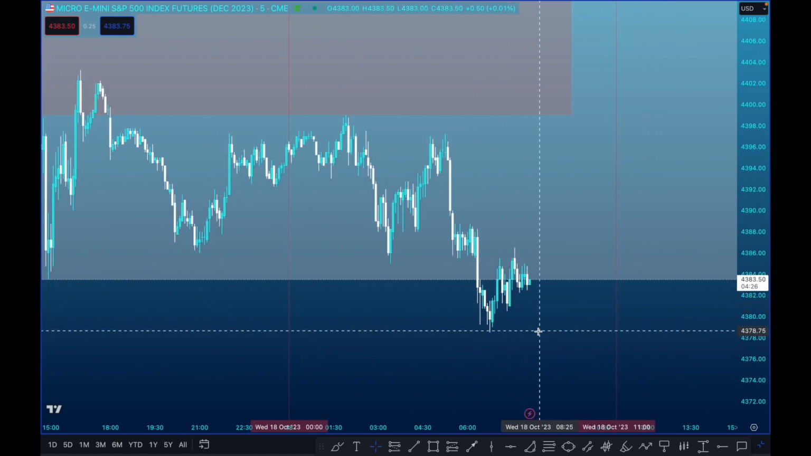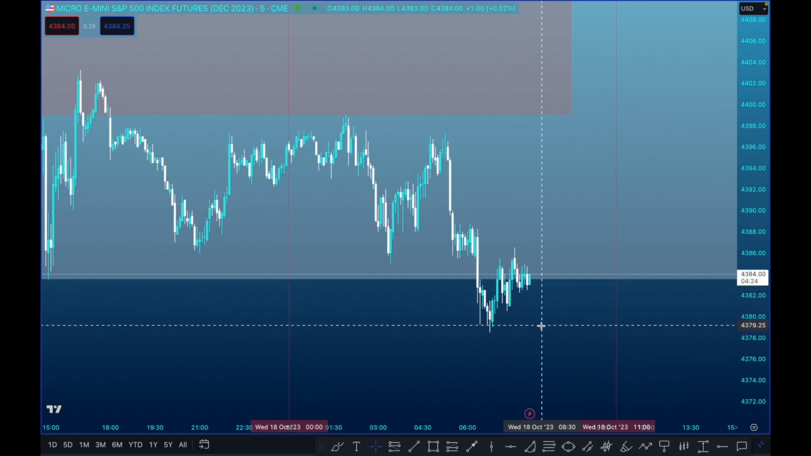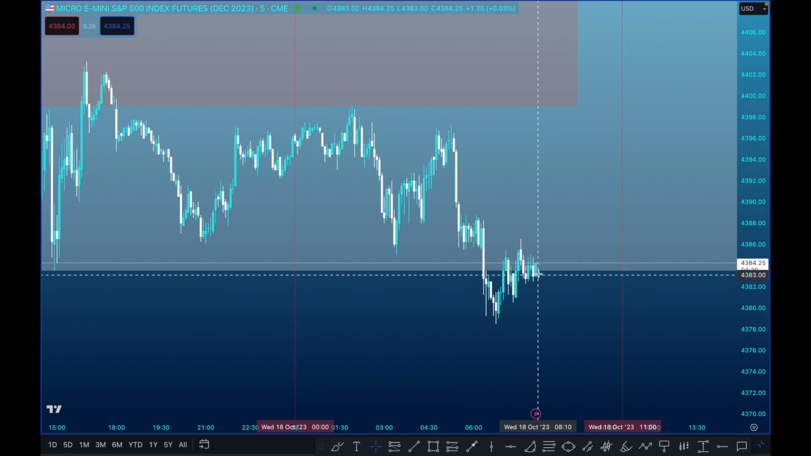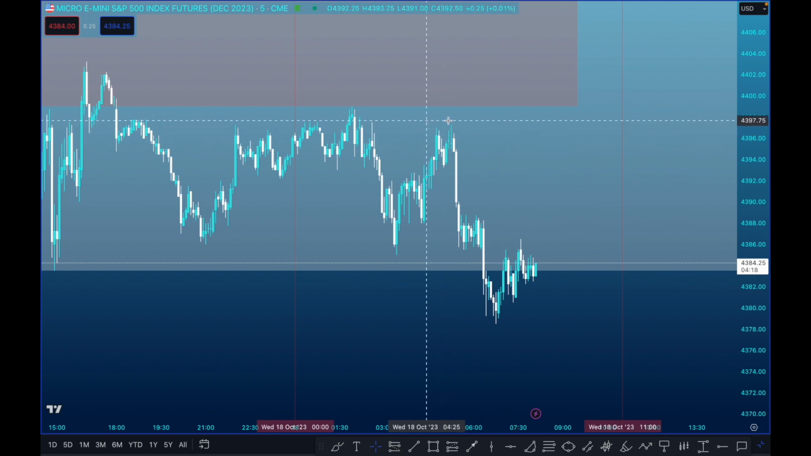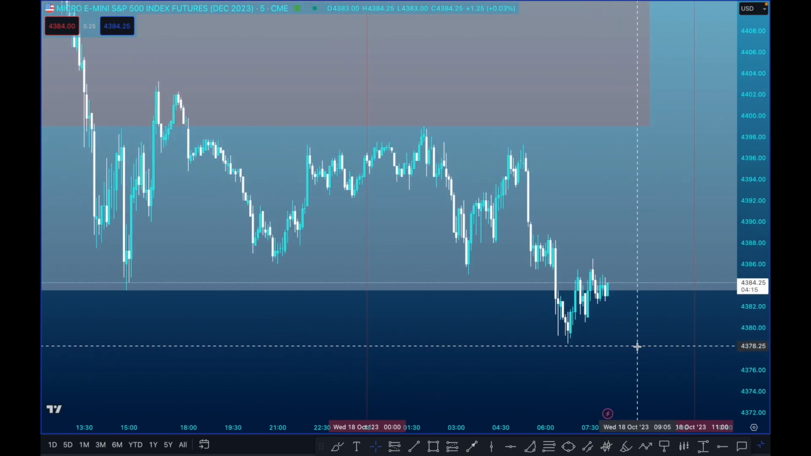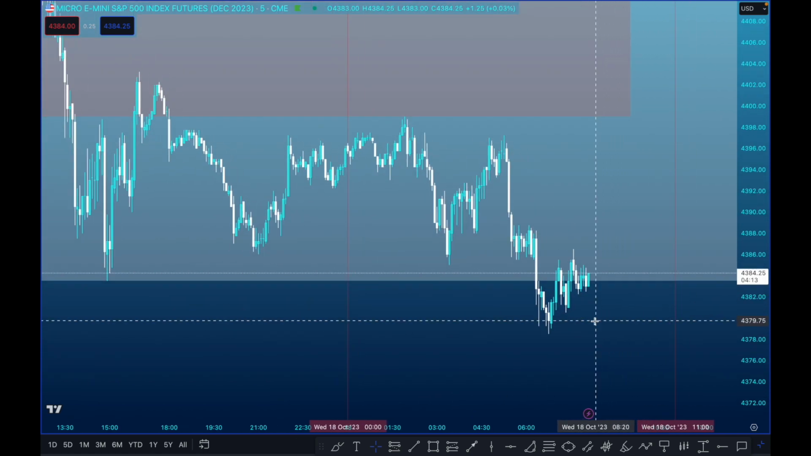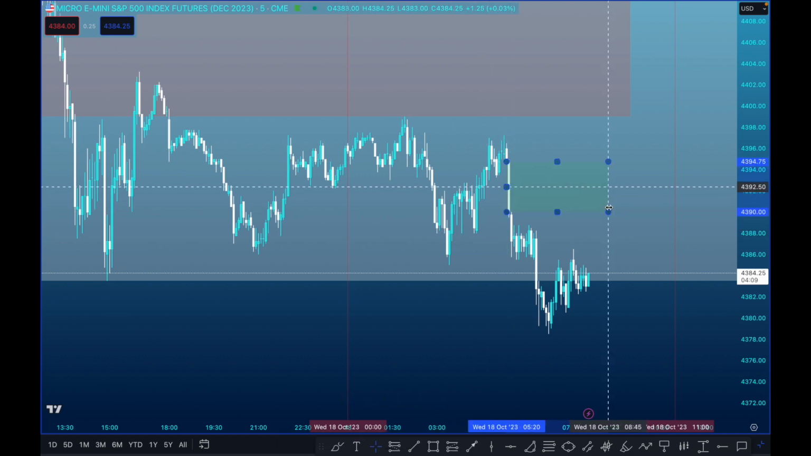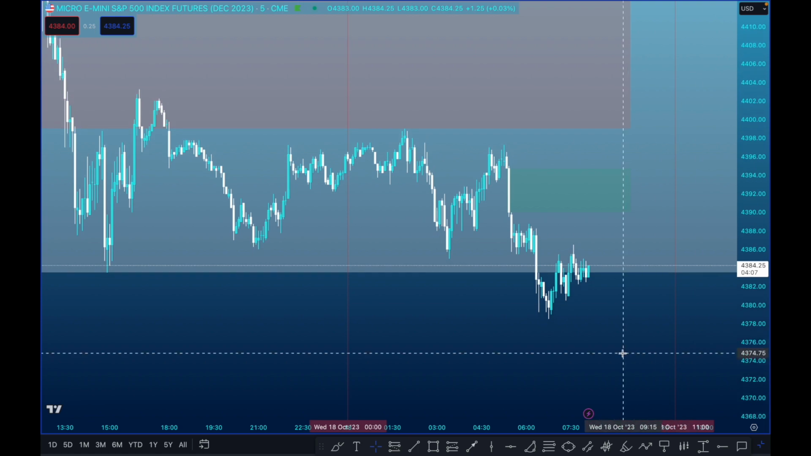All right, so we're gonna have the open at 8:30, so I'm down on the 5-minute right now, and then the open could see us take out this buy side up here, and then we could begin to drop lower, but we're gonna have to see how that plays out. I'll be watching this inefficiency as well to see if we get anything from there.